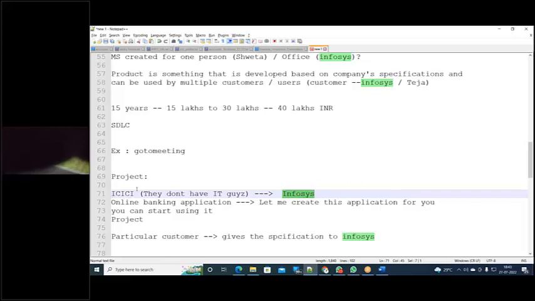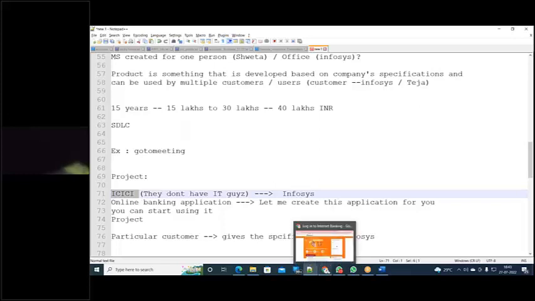Infosys will create the product for ICICI, and this is for the use of ICICI. ICICI can make it available only for its customers. But Infosys cannot say, now that I have developed an online banking application, let me give it to Axis as well, to HDFC as well, to Bank of America as well. Infosys cannot do that. This is created only for one customer, ICICI, based on its specifications.